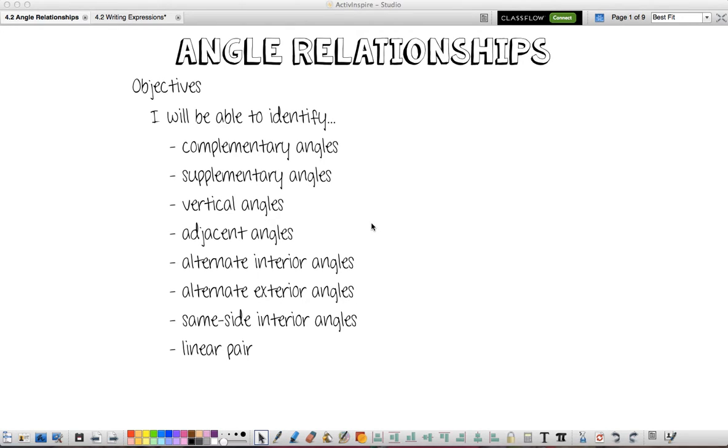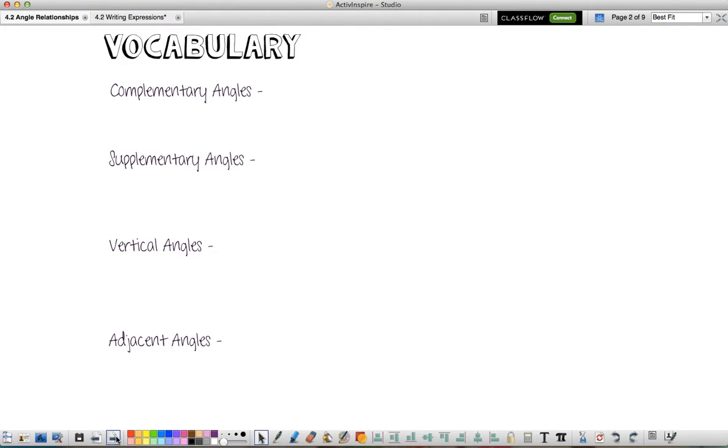Welcome to this lesson on angle relationships. Today we're going to talk about how to identify different types of angles. So we have complementary angles, supplementary, vertical, adjacent, alternate interior, alternate exterior, same side interior, and linear pairs. Right, so first we're going to define each of these.